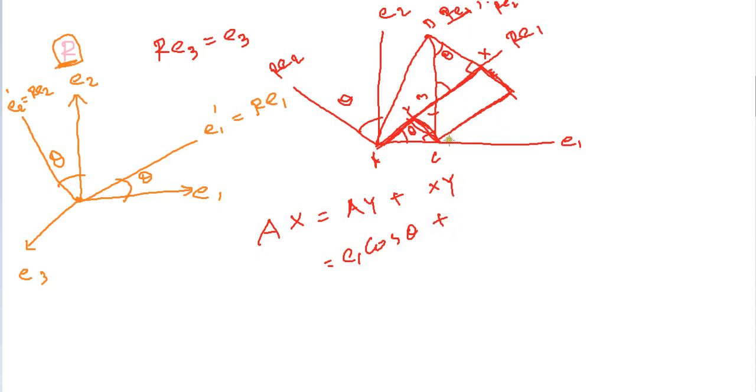What is the xy? It is nothing but this amount, right? So this amount and this amount are the same. So we have theta, so we can write down e2 sine theta, right? e2 sine theta. So what is the e2? This amount is e2, right?